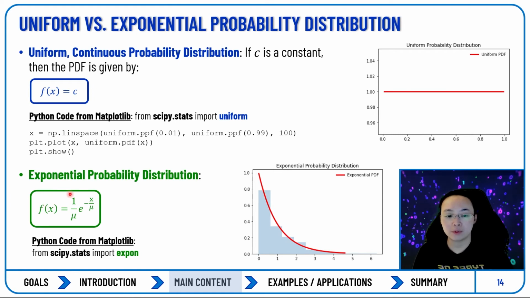It's f of x is equal to 1 over mu, for the average, times e to the power of negative x over mu. There is a package that you can use from Python. It's the expon package from scipy.stats, and we can import that to do the same types of analysis that we've done before. If you follow the same steps, which are in the notes, you can always have expon.ppf from 0.01 to 0.99, break it up into x number of data points, and then just use expon.pdf to plot your points to get all of those PDF values.